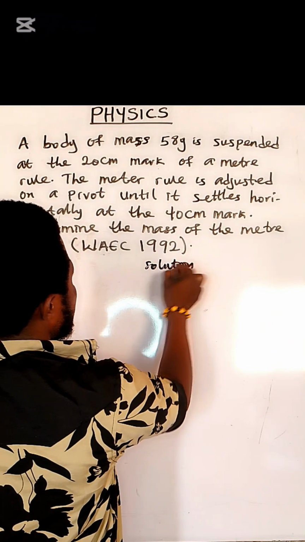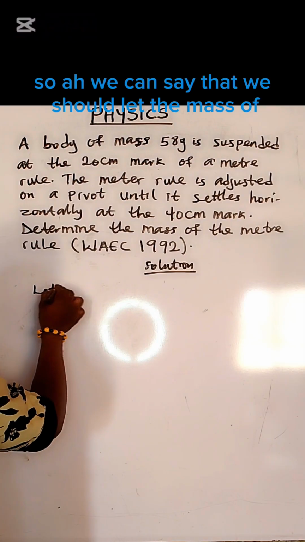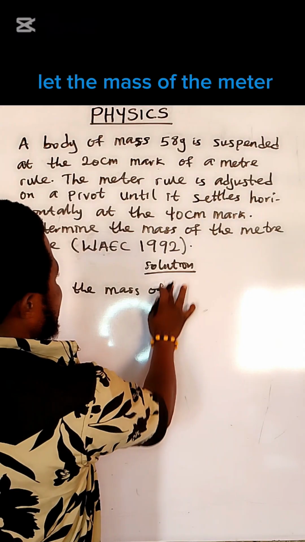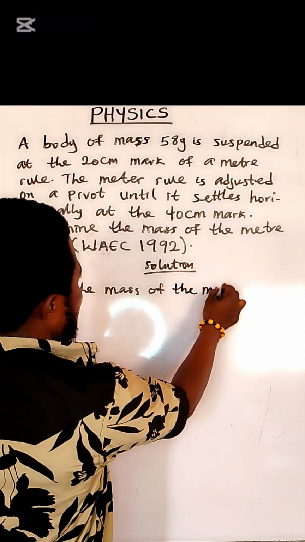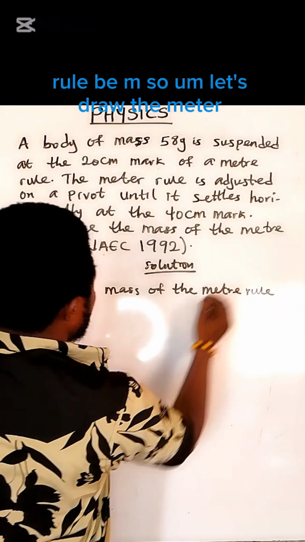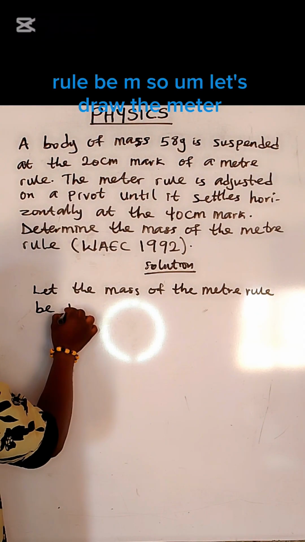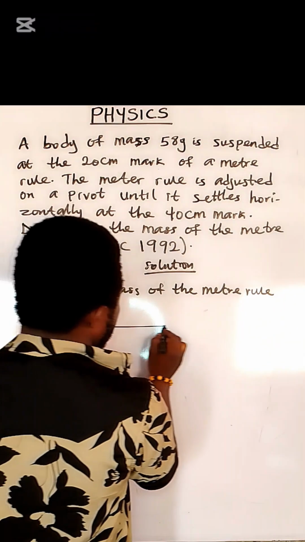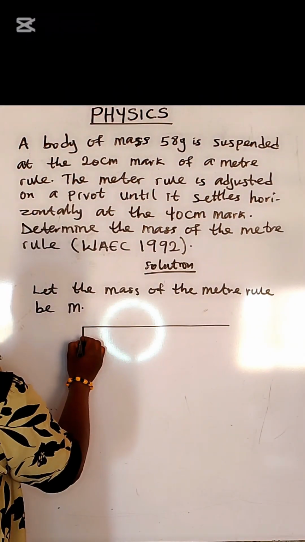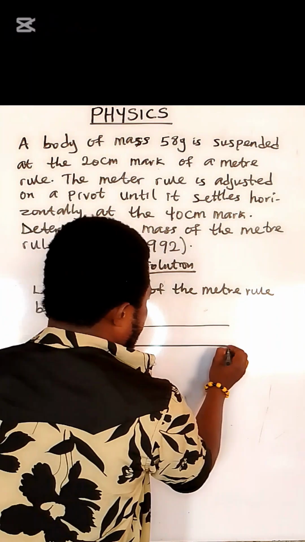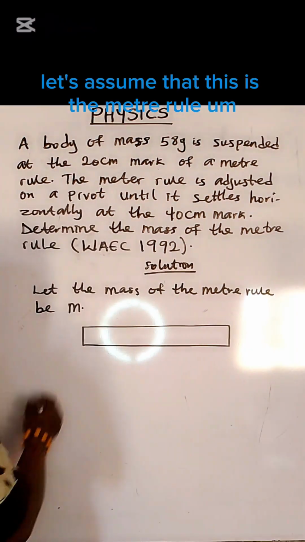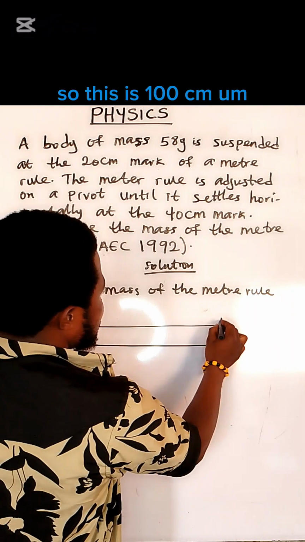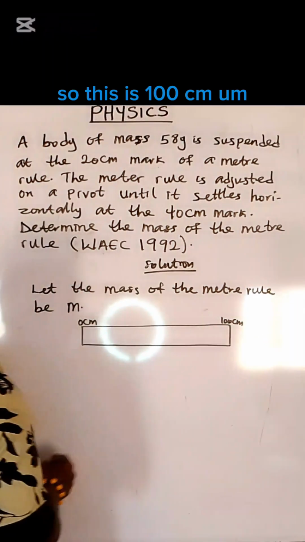Solution. So we can say that we should let the mass of the meter rule be m. So let's draw the meter rule. This is the meter rule. We know meter rule is 100 centimeter long. So this is 100 centimeter.